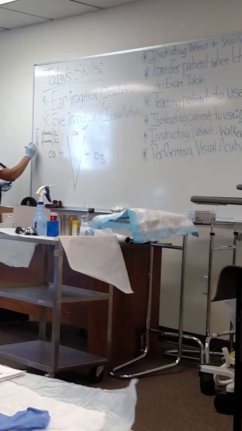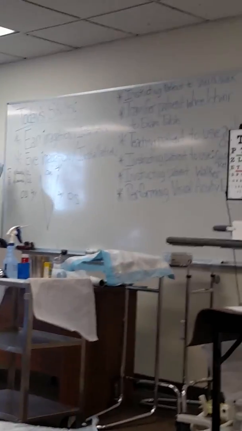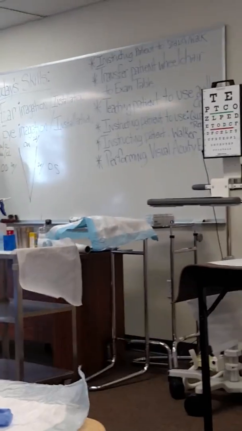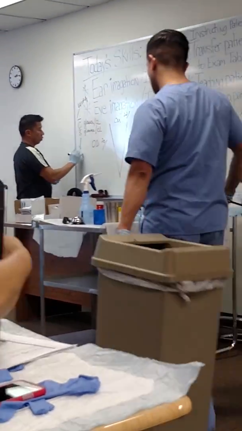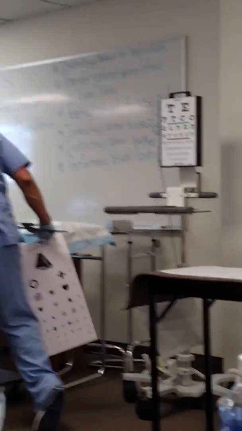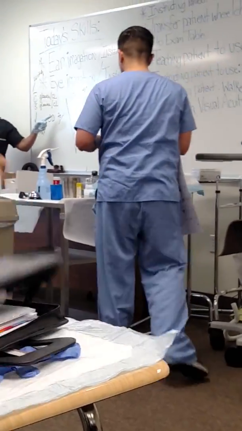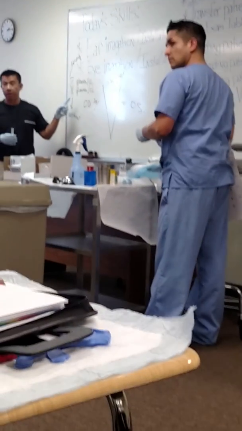And S with a line above it is called what? Without. So this is with, and this is without. What this means is with glasses or contact lenses, or without glasses or contact lenses. Are you guys with me? So you want to make sure this is documented when you are performing the visual acuity.